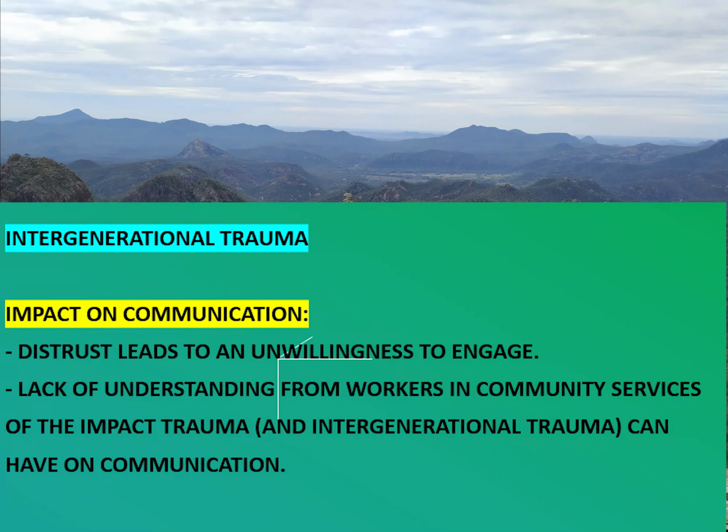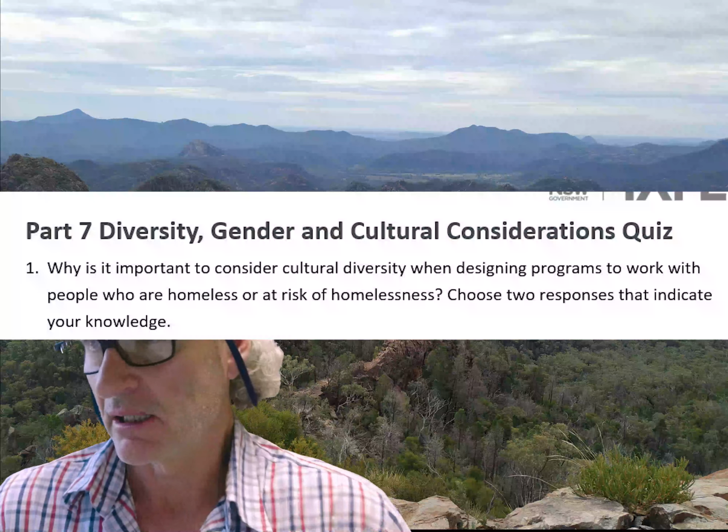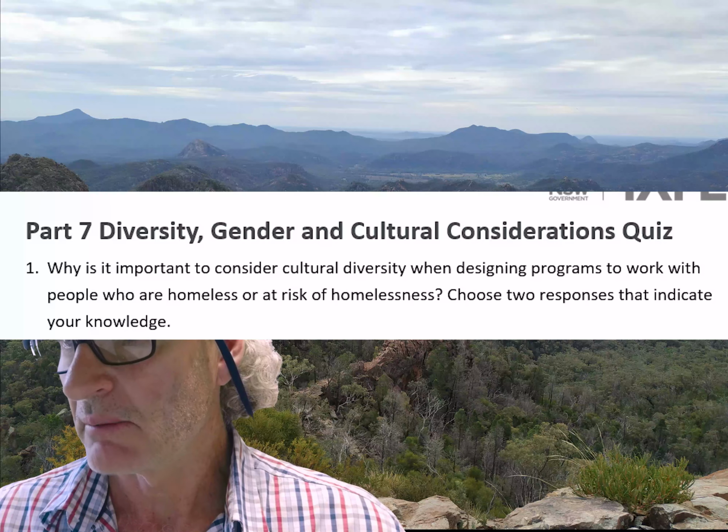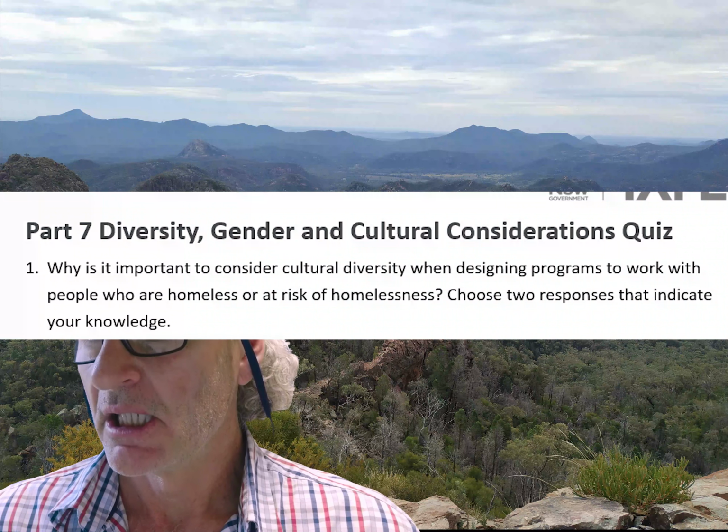And I guess, as I said, linking a lot of those groups together is perhaps trauma. And trauma, in terms of impacting on people, can be an unwillingness perhaps to engage or communicate, being that heightened sense of arousal, distrust. And so again, that's really important to be informed of trauma and how that impacts on people. So if we look at question 1, so why is it important to consider that diversity when we're working with people who are homeless or at risk of homelessness?